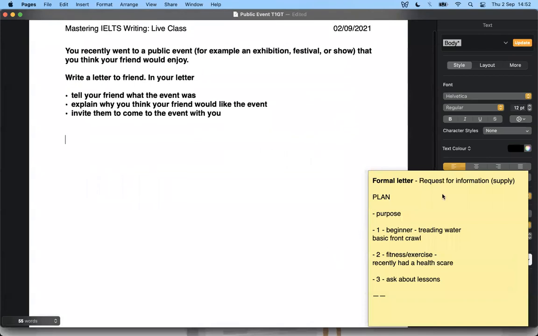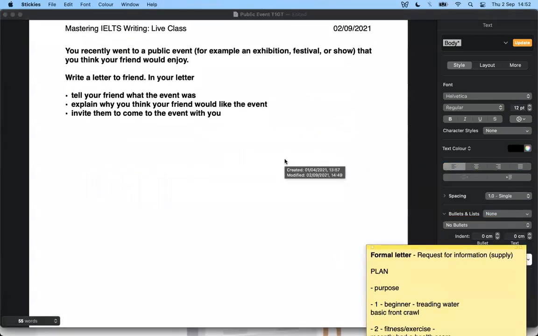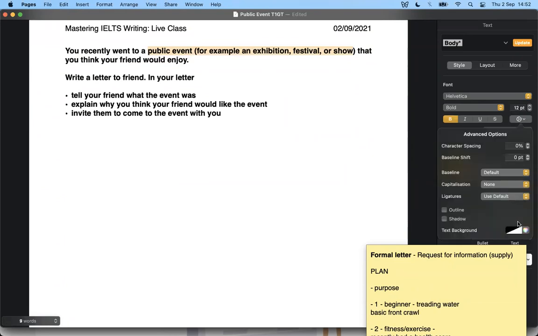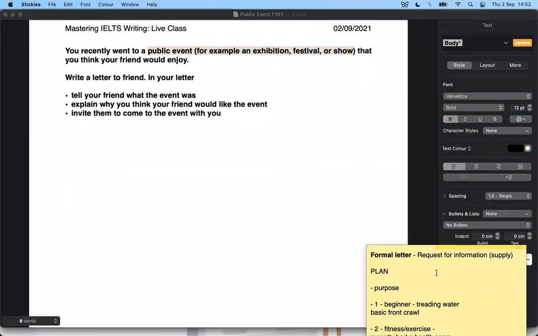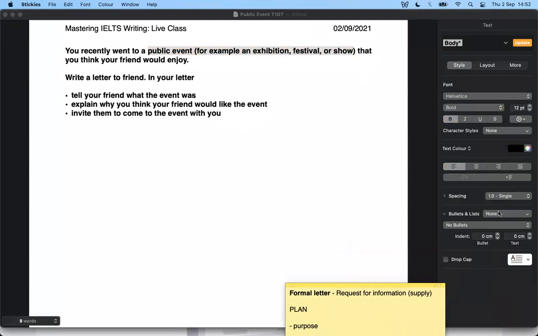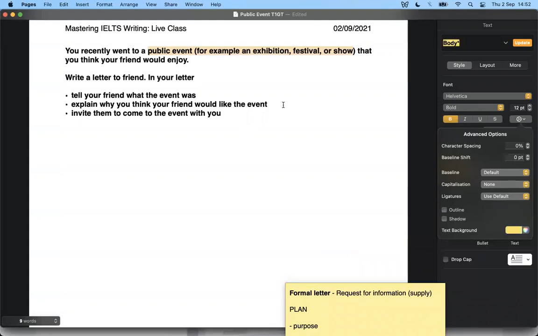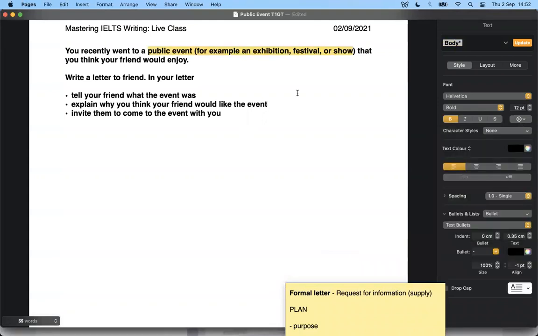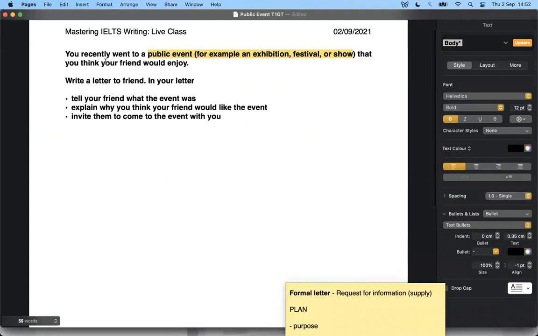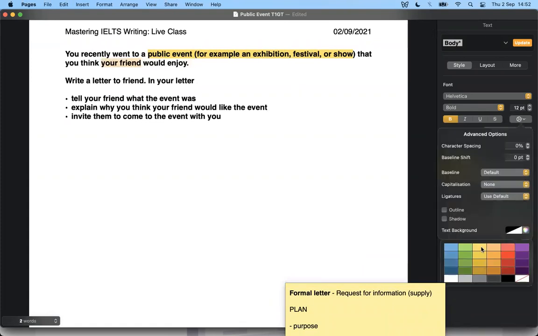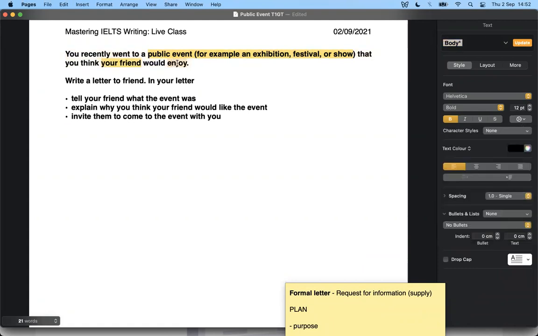Okay, now let's come to this one here. Right, so I've just read it out. So let's consider the keywords here. What are some of the keywords? You have a public event. I'm just going to put all of that in the bold here. It doesn't have to be an exhibition, by the way. It doesn't have to be an exhibition, a festival, or a show. They're just giving you a few ideas. I think they're just trying to help you understand what we mean by a public event.